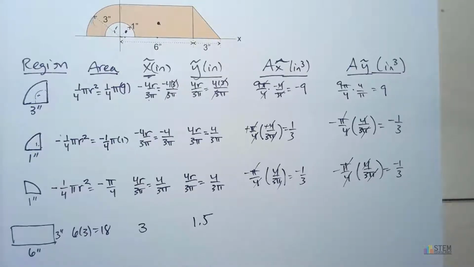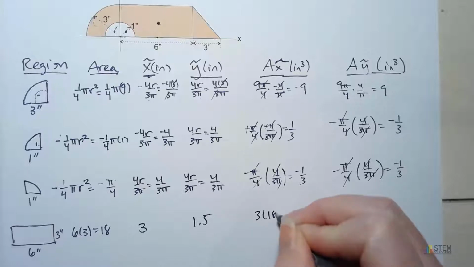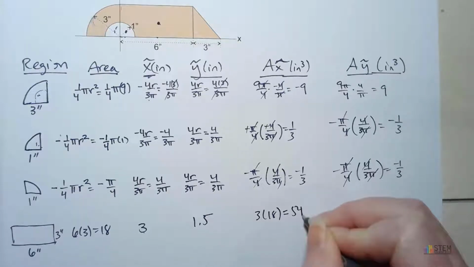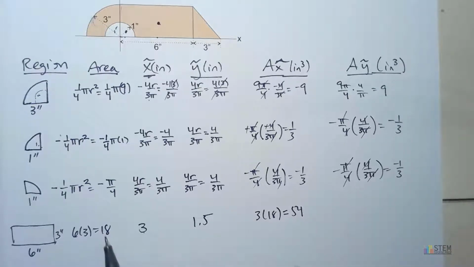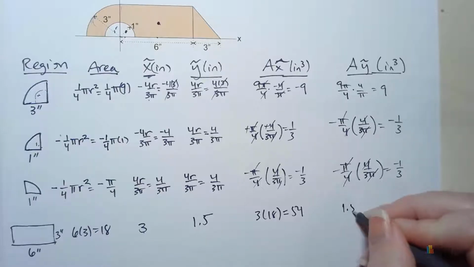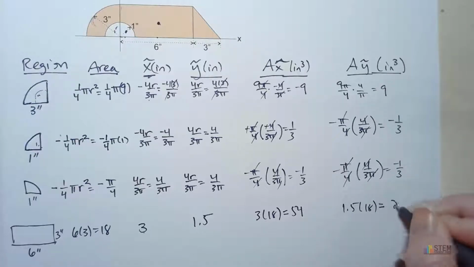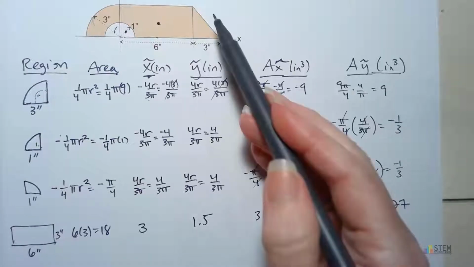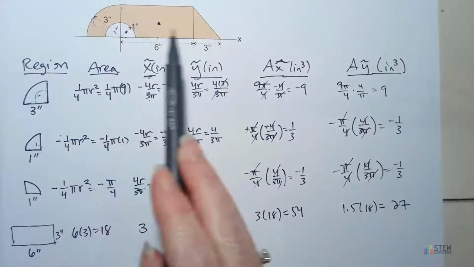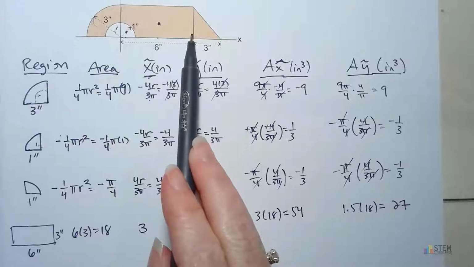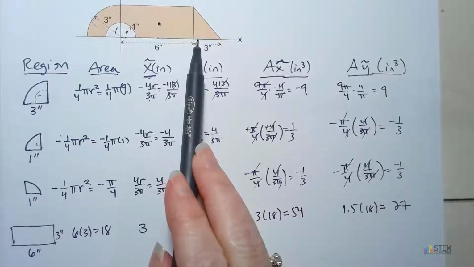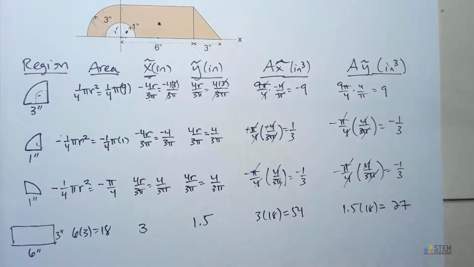So simple there. Now we just need to multiply. We're going to have 3 times 18, which is 54, and then we're going to have 1.5 times 18. And that gives you 27. Okay, so now we have one more. Now we've got this triangle, which is right here. Now notice it's way over here. The beginning of the triangle is 6 inches from the origin. So keep that in mind.